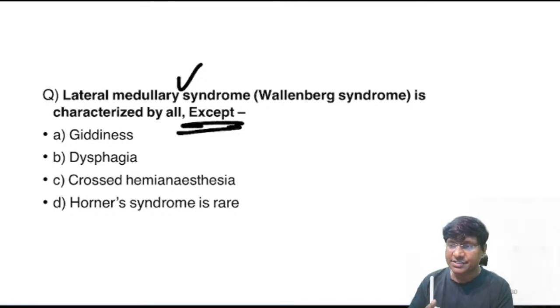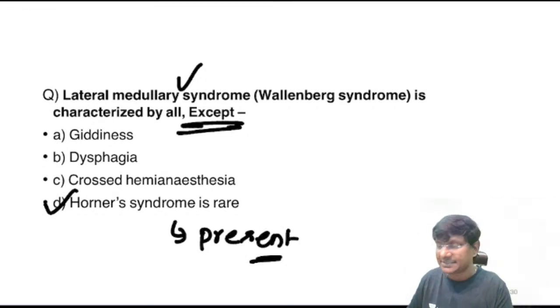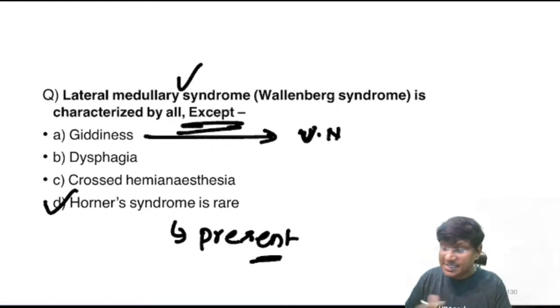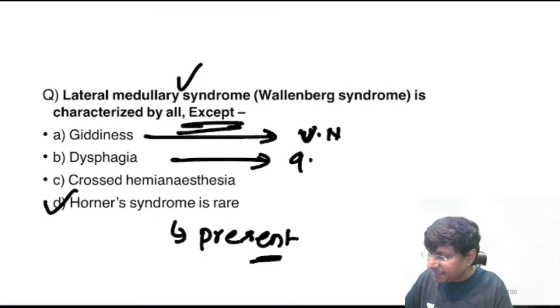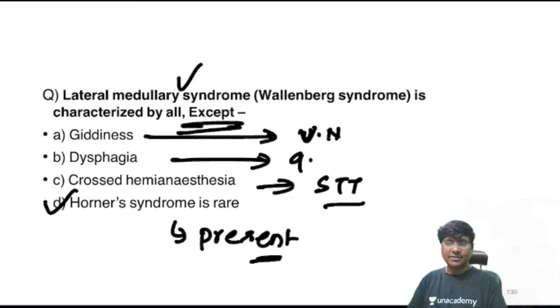Wallenberg syndrome, which is also called lateral medullary syndrome, please remember that Horner syndrome is present. It is not rare. That is what is your lateral medullary syndrome. And giddiness will be there. Why? Because of the involvement of the vestibular nucleus of the 8th nerve. Dysphagia will be there. Why? Because of the 9th nerve. Cross anesthesia will be there because contralateral spinothalamic tract involvement will be there. So that is what is your lateral medullary syndrome, right?